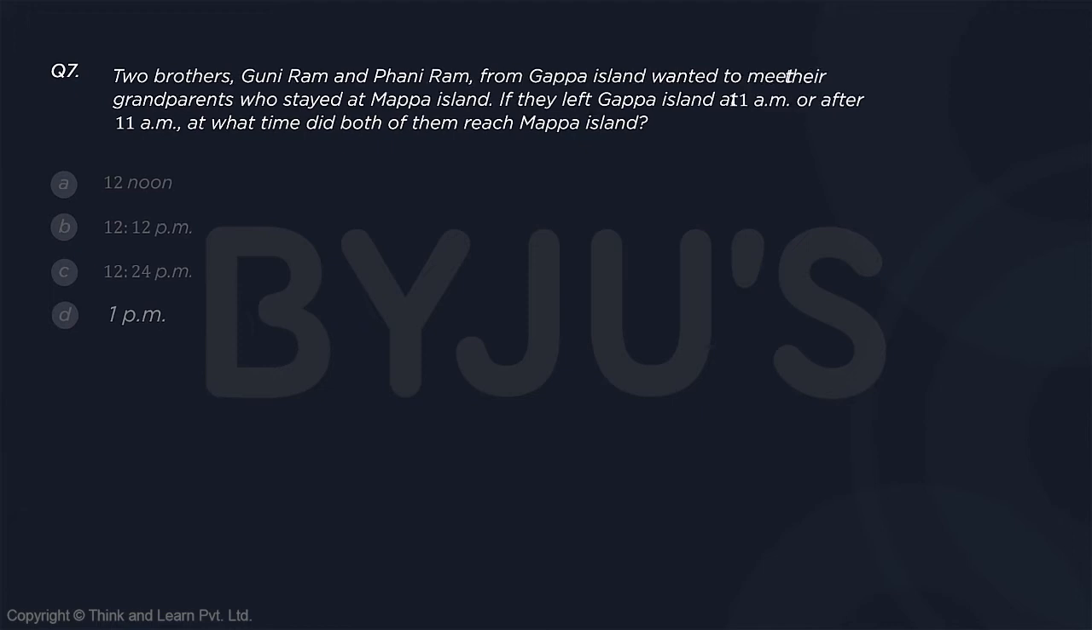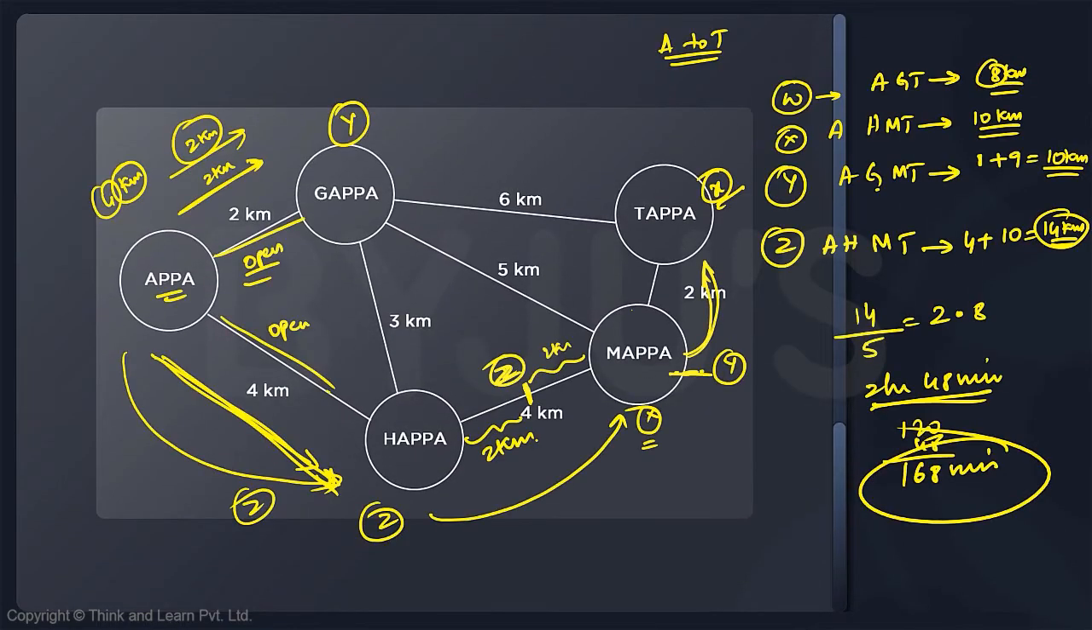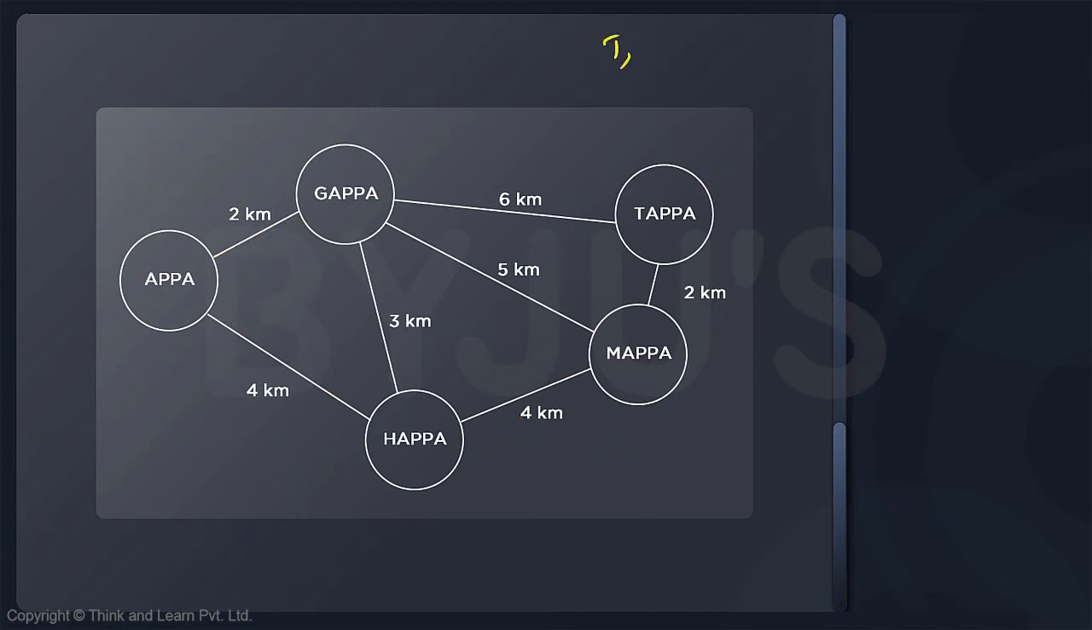Now for 5 friends: T, G, H and M. So let me erase everything. So we have T, G, H and M. All of them want to go to A. 2 friends here, 1 friend here, 1 friend here and 1 friend here. So I want M to go to A.